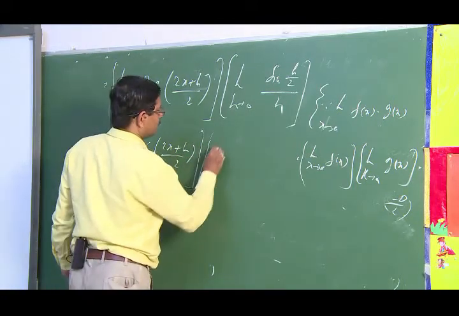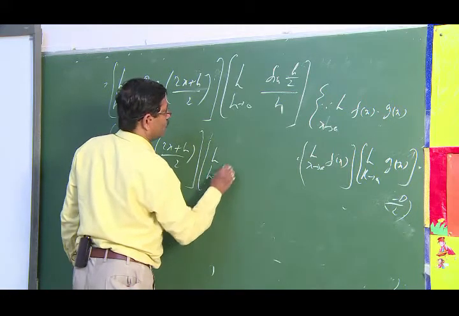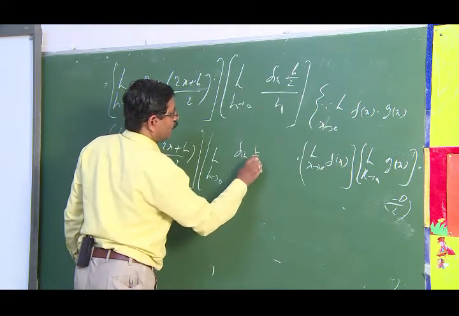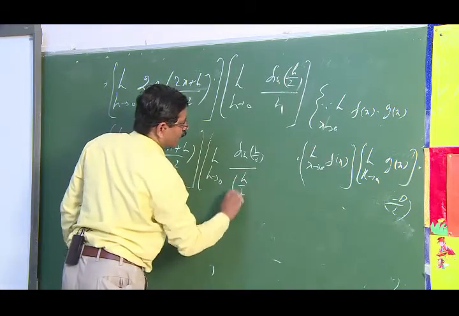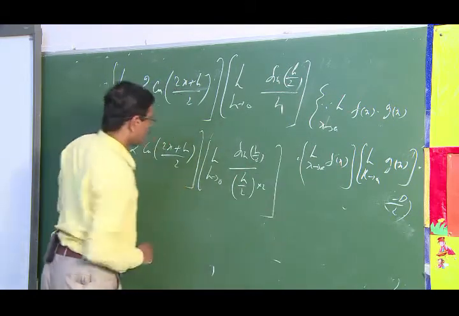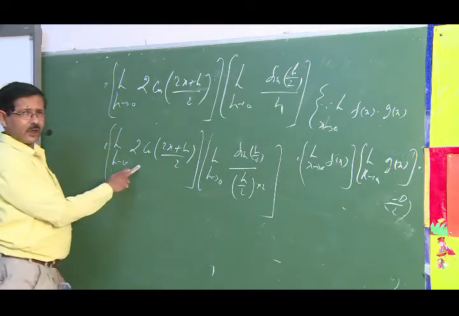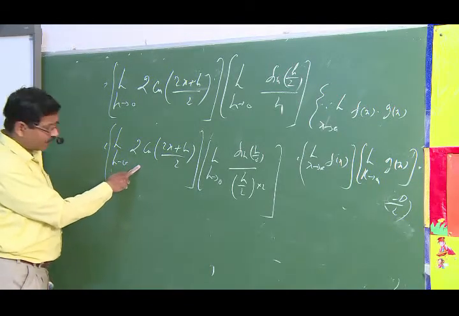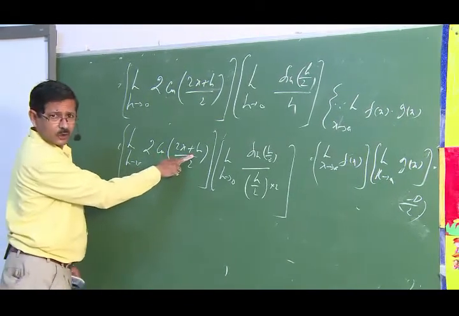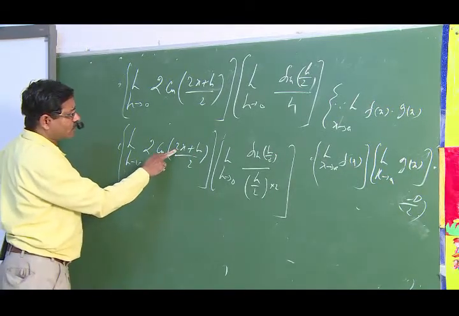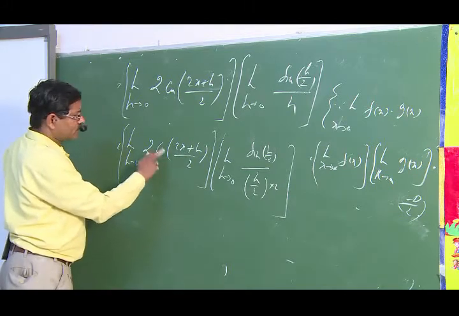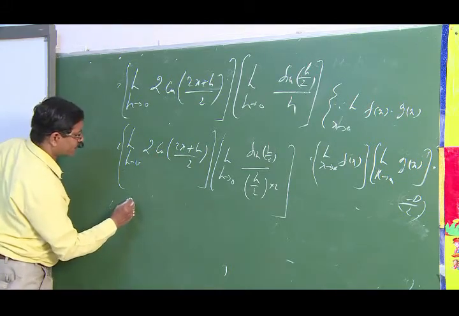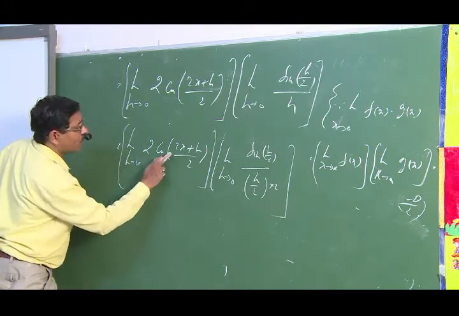And now this is the limit as h tends to 0 of sine of h by 2. Make the angle the same here: this is h by 2 into 2. So this is the limiting value of this expression. This expression is not a meaningless one, so put h equal to 0 here. You will get 2 times cos of (2x plus h) by 2, with h equal to 0, 2x by 2, the 2 is cancelled out. So this is 2 times cos x.